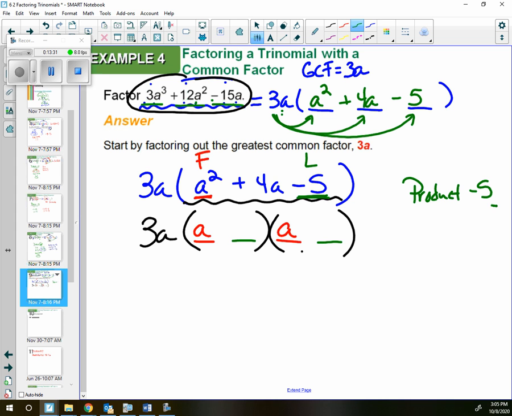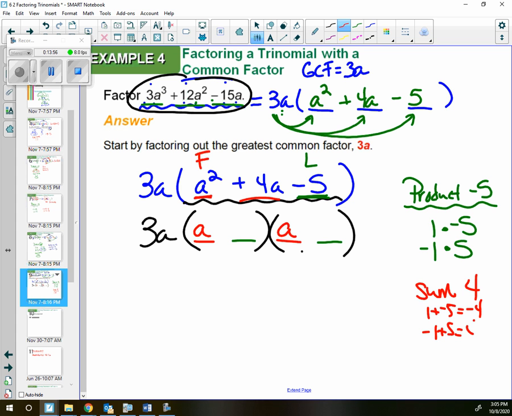So how do you multiply to get a -5? Well, you either do 1 times -5 or -1 times +5. We have no other options. What do we want them to add to? Well, look at your middle term. You want a 4a. So which of those pairs add to 4? Well, let's add them up. How about 1 plus -5? Well, no, that's -4. -1 plus +5, there we go. That's the one we want. So that's how I know which pair I'm going to pick.